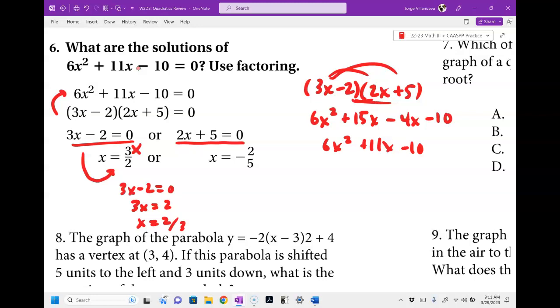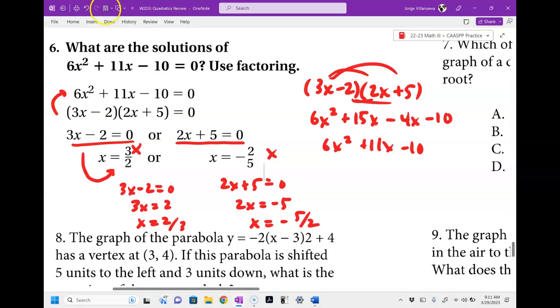And for some reason, the fraction came out all weird. 2x plus 5 equals 0. So 2x is negative 5 if you move it over. Divide by 2, so x should be a negative 5 over 2. That is not correct.